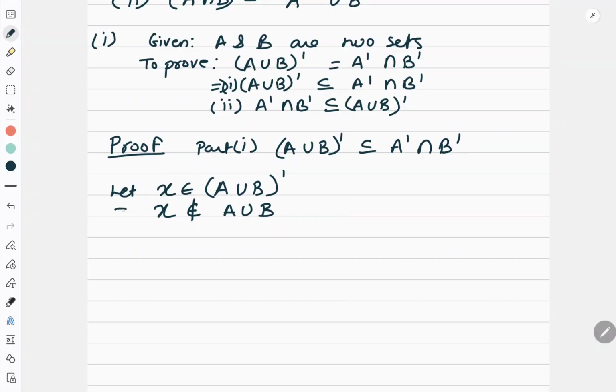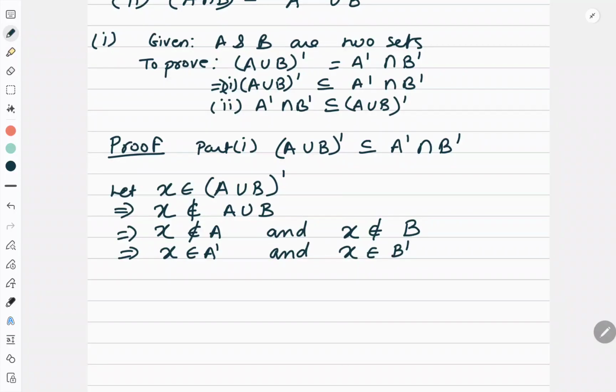So the moment I say that X does not belong to A union B, it means X does not belong to A and X does not belong to B. Okay, means X belongs to A complement and X belongs to B complement. Now there is an element which is sitting in A complement as well as in B complement. Means what? X belongs to A complement intersection B complement. Right? So I started by taking one element here and I reached that the element is here.